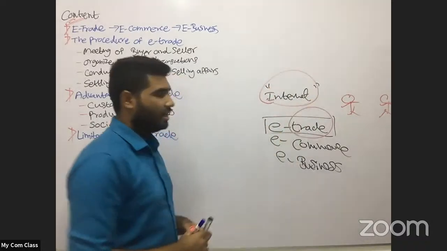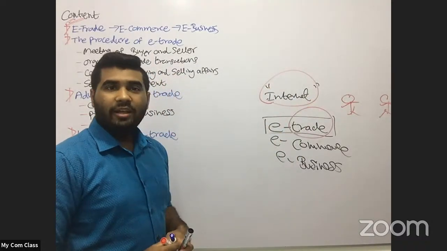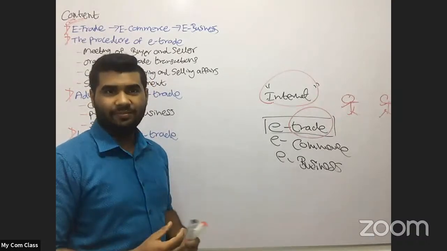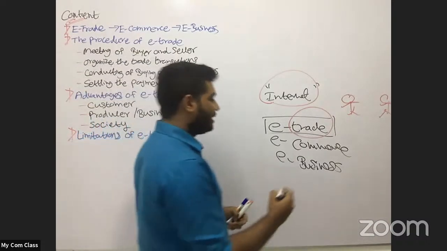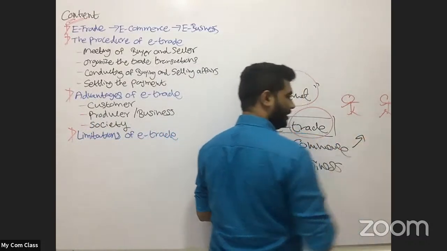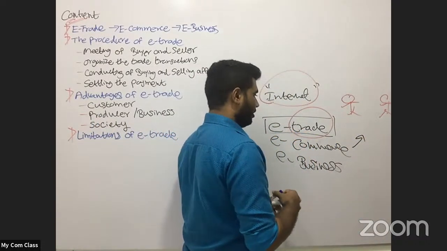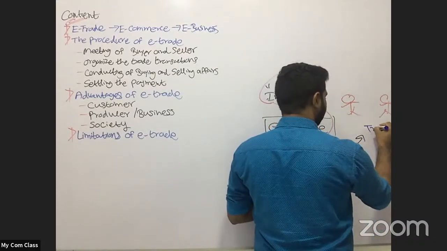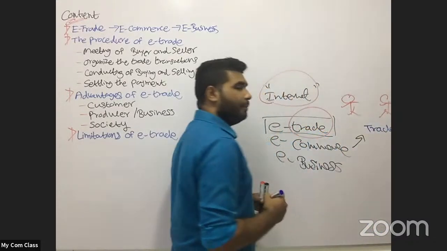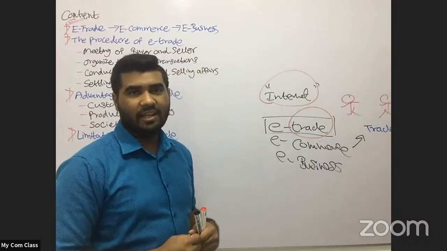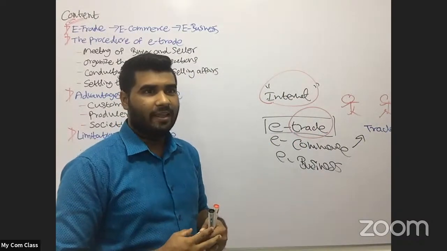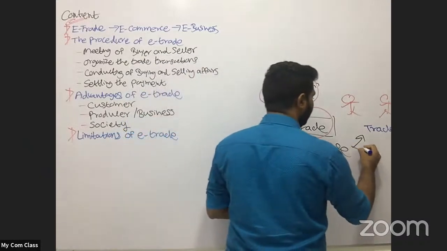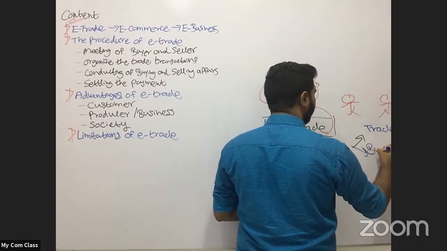With that, before going to electronic commerce, you know that commerce consists of trade plus something added to trade. What is it? Trade plus business support services, or what we call auxiliary services. So commerce is trade plus business support services.